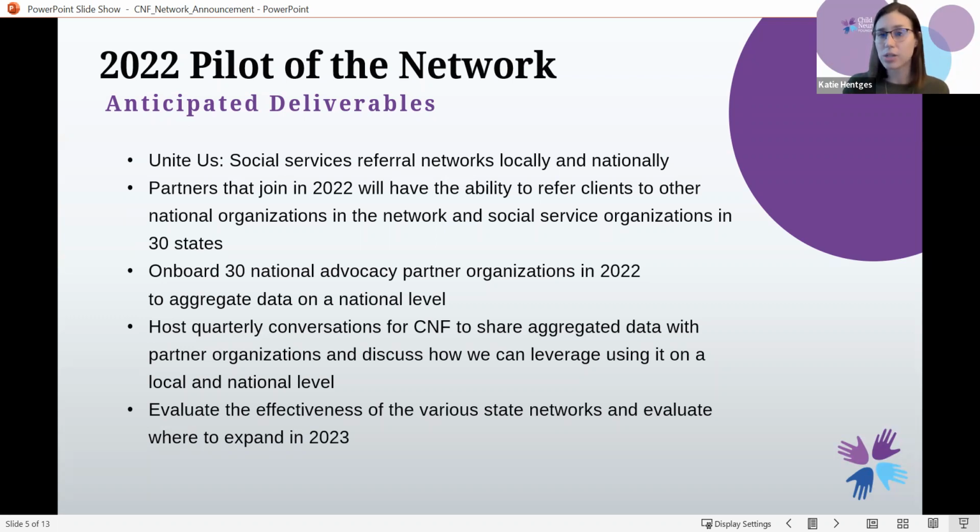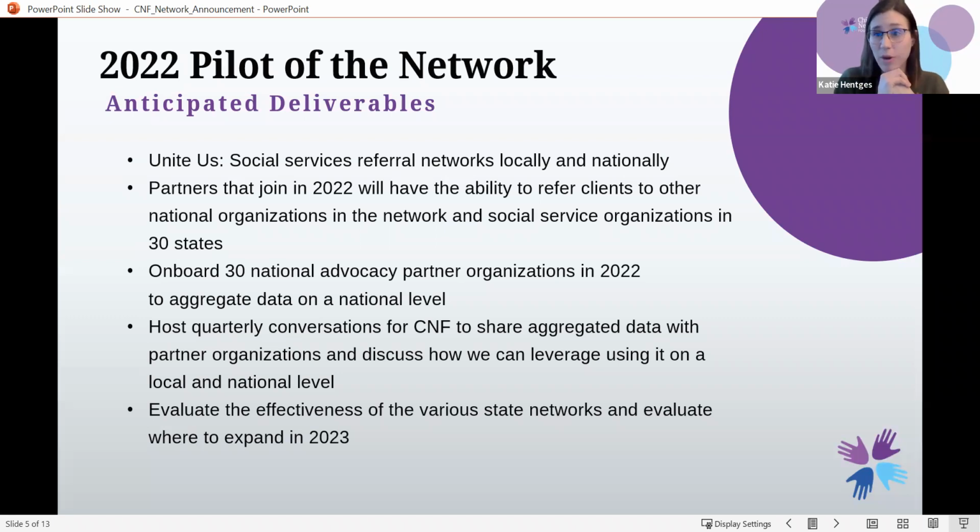So what we decided to do is partner with Unitas for a year-long pilot program and invite 30 other national patient advocacy organizations to join the platform with us, where we can connect to all of these different state networks, but then aggregate our data together on a national level. De-identified, obviously, we're not going to be able to see each other's individual patients or anything like that.